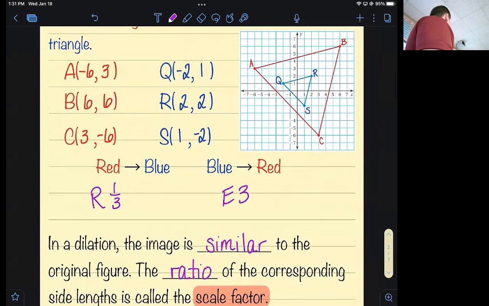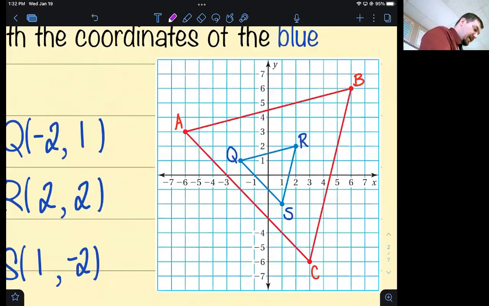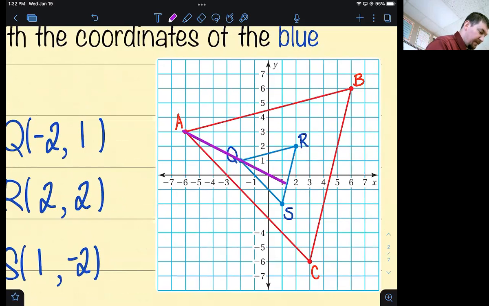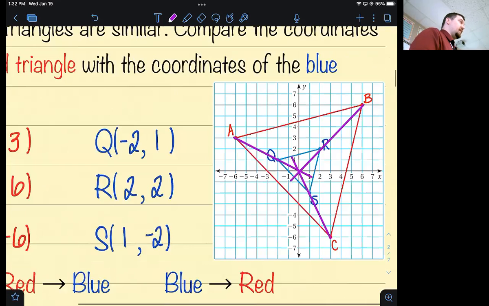You look at the coordinates here. Now, this is in respect to the origin. These shapes were dilated in respect to the origin. What I mean by that is if you draw a line through A and Q, through B and R, and through C and S, you can see the origin was our center of dilation. If the origin is not your center of dilation, you're not going to be able to just use the coordinates, but we can here because we're starting at 0.